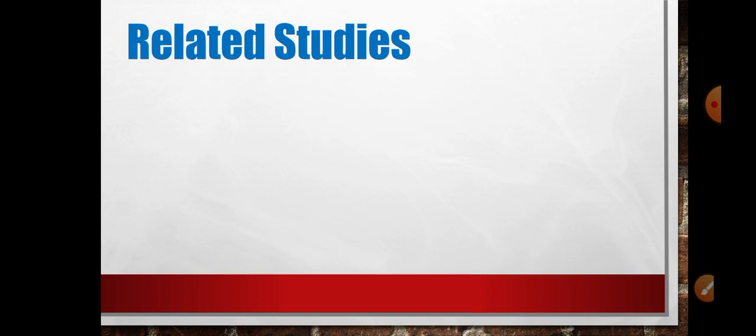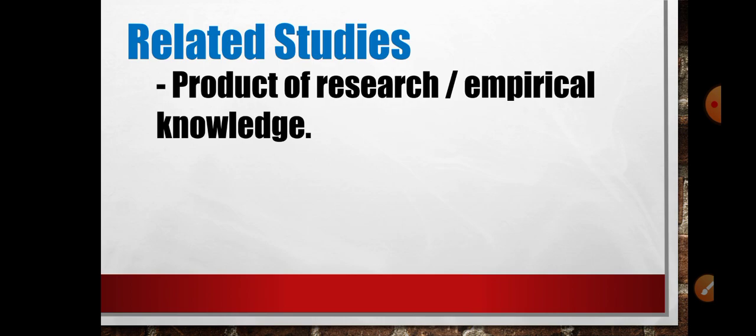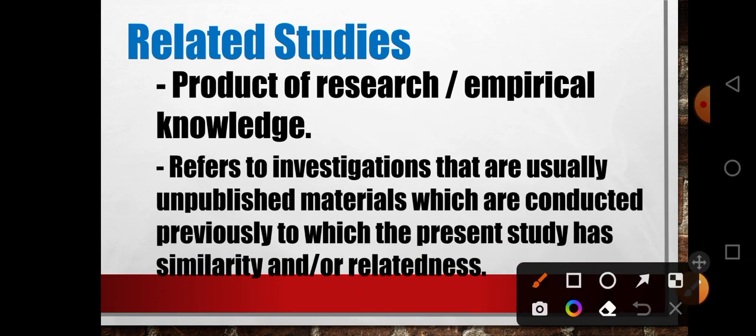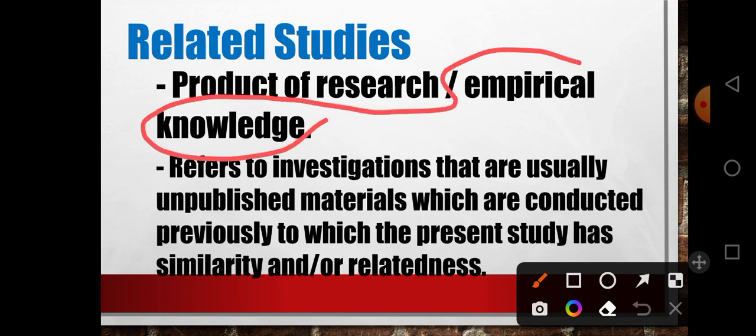In contrast, we have related studies. If the related literature contains general information that is thoroughly read and researched throughout the years, the related studies are more specific, or more limited, than the related literature. Why? Because related studies are actually products of research itself. Related studies are products of empirical knowledge. When we say empirical knowledge, these are products of experimentations, observations, or the different processes of research.